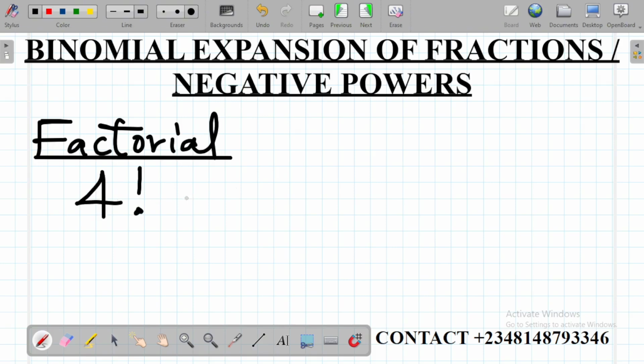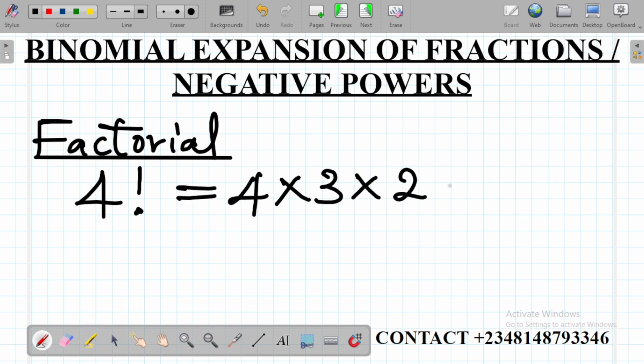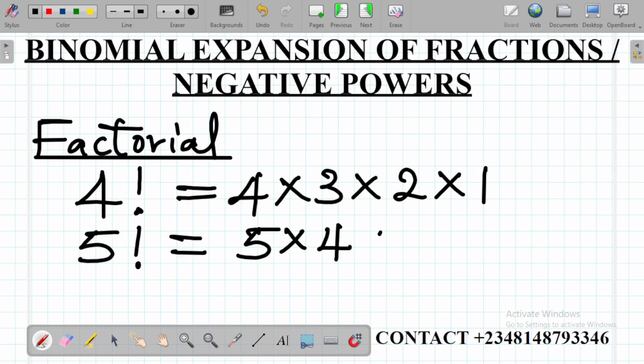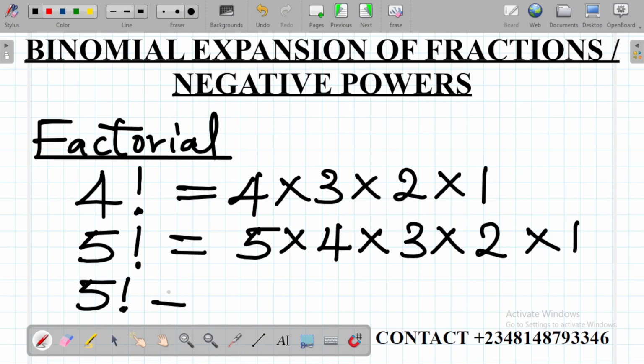what do we mean? 4 factorial means 4 multiplied by 3 multiplied by 2 multiplied by 1. Also, 5 factorial means 5 multiplied by 4 multiplied by 3 multiplied by 2 and then multiplied by 1. That means that 5 factorial is equal to 5 multiplied by 4 factorial.